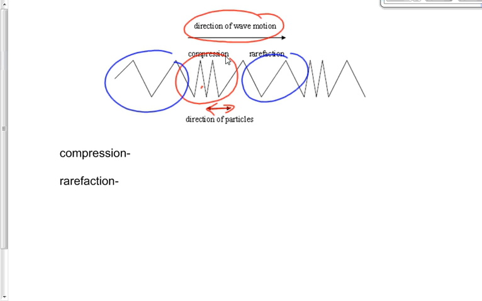So we're going to say a compression is an area of high density in a wave. And a rarefaction, not refraction, rarefaction is an area of low density in a wave.